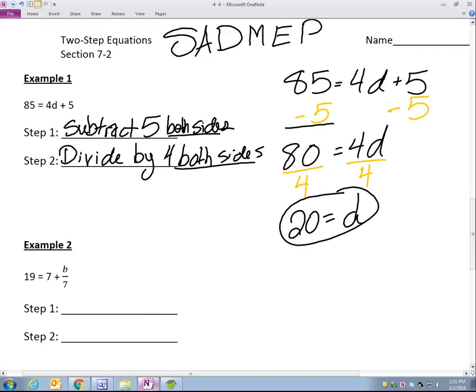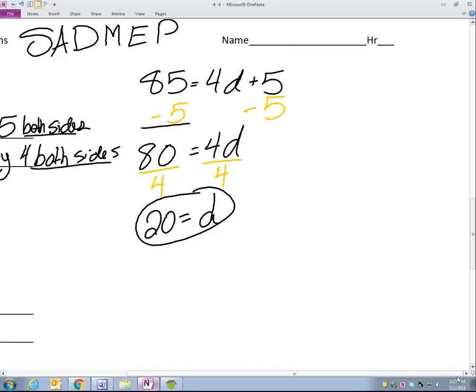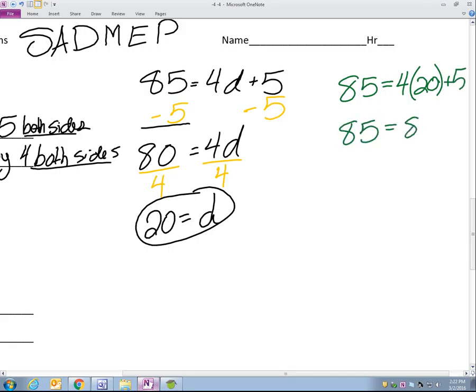Now I'm going to show you how to check your work with this. In order to check your work, I'm going to do it in green because we're going to get it right. I am just going to substitute in what we found for d in there. So that checks out. Any questions on that so far?